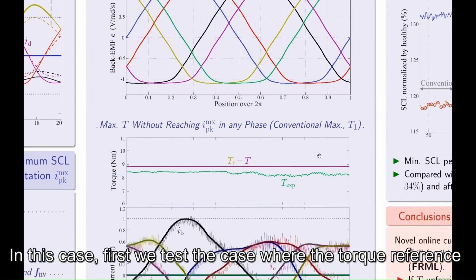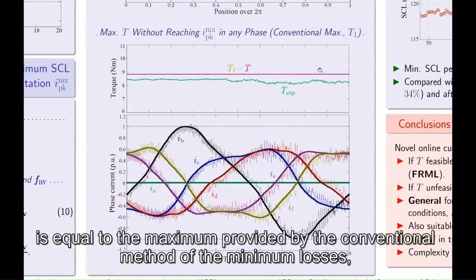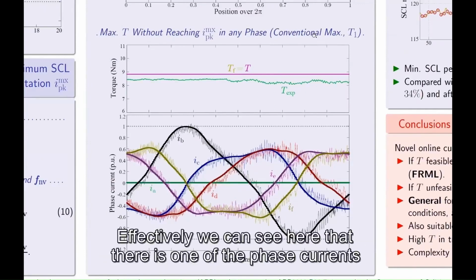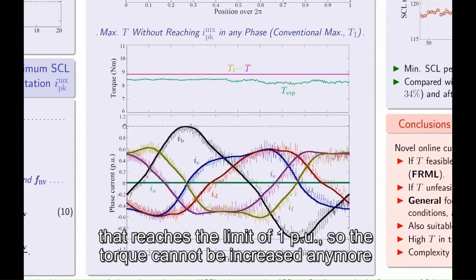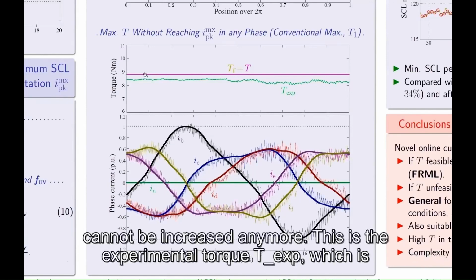And in this case, first we test the case where the torque reference is equal to the maximum provided by the conventional method of the minimal losses, that is the maximum torque per RMS current from the 2011 paper. And effectively, we can see here that there's one of the phase currents that reaches the limit of 1 pu. So the torque cannot be increased anymore with the conventional method. The torque is achieved, but it cannot be increased anymore.